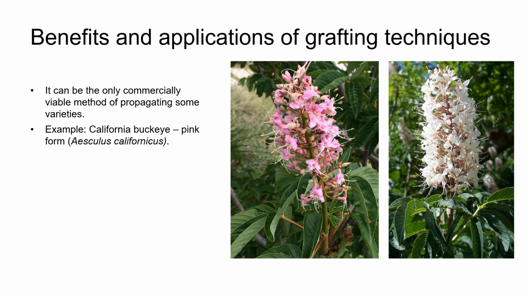You've probably realized that grafting is labor-intensive, and therefore plants that are grafted are more expensive to produce. So why do we go to all the trouble of grafting plants? Well, there are many reasons. Firstly, it may be the only commercially viable method of propagating some varieties, such as the pink flowering form of our native tree, California buckeye. This tree normally has creamy white flowers and is propagated by seed because it doesn't root from cuttings. The only way to propagate the pink flowering form, though, is by grafting it onto seedling rootstocks.